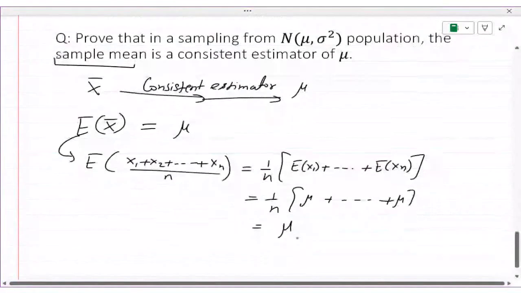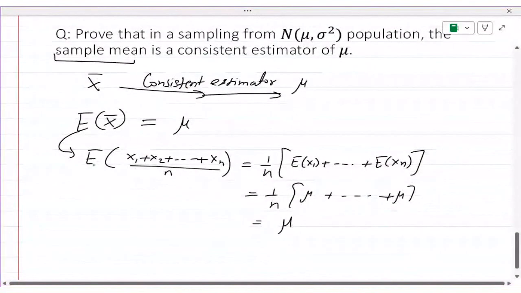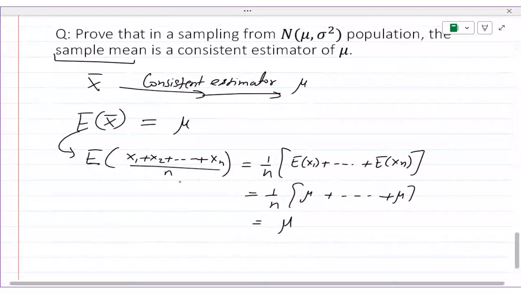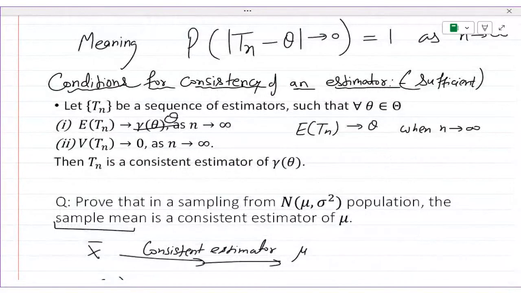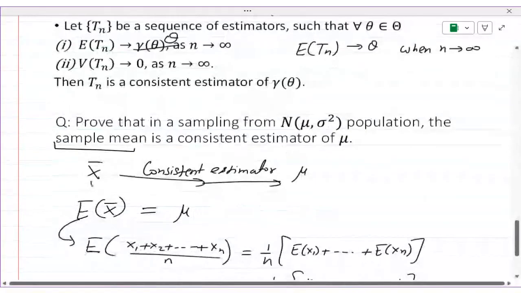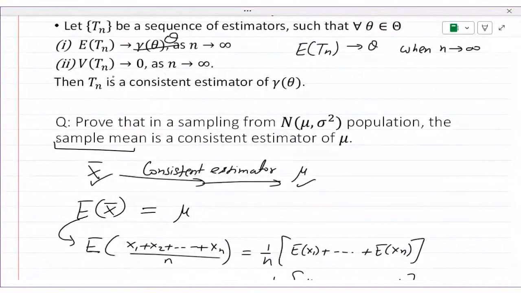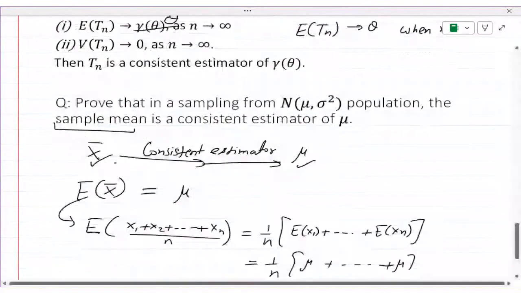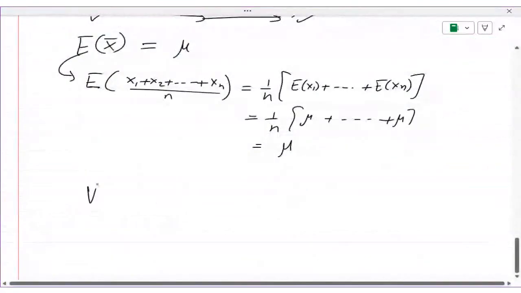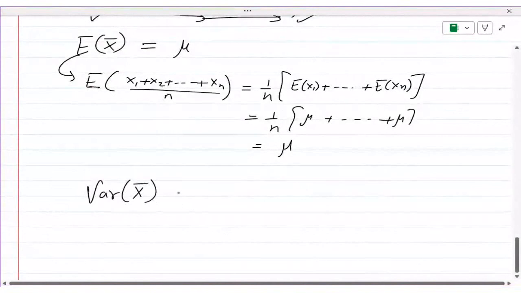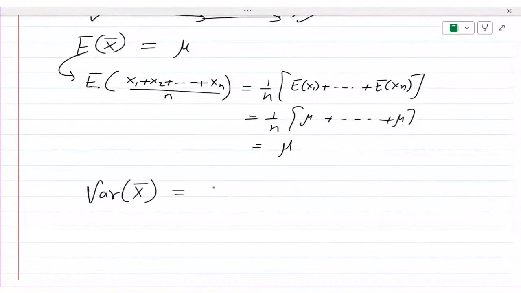Therefore the first condition is true, that the expectation of the estimator is equal to the parameter. Because expectation of x bar is equal to mu, x bar satisfies the first condition. Now we'll find the variance of this x bar. It should approach 0 as n approaches infinity. So what is the variance of x bar? Yesterday we found the variance of x bar in the beginning. I told you these two things we are going to use multiple times.